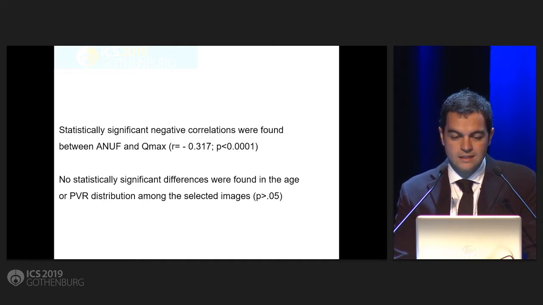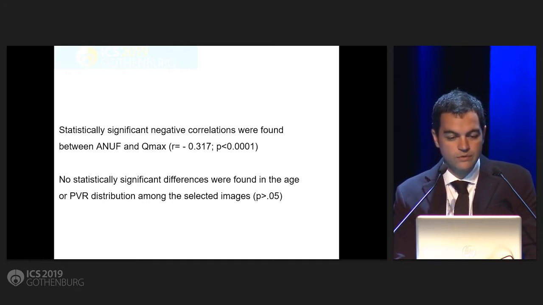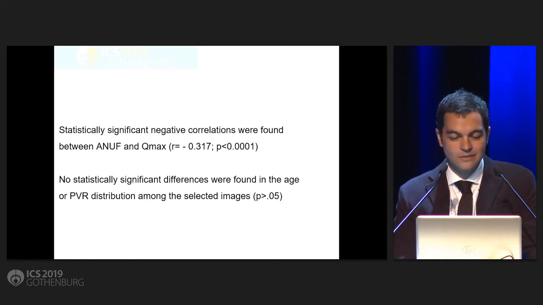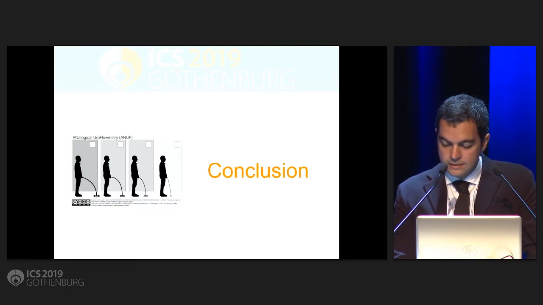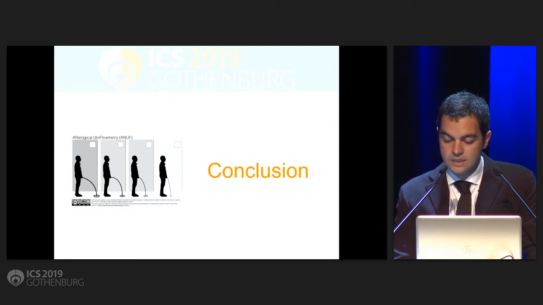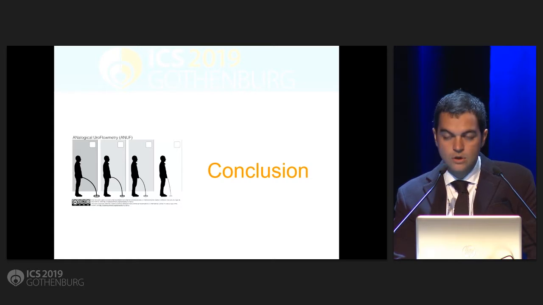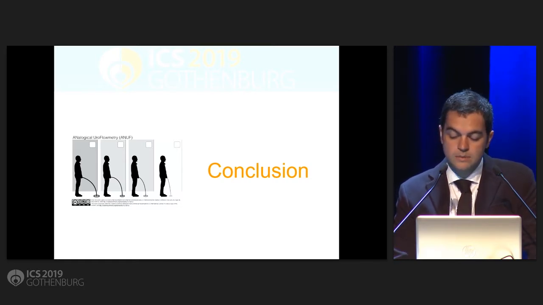Statistically significant negative correlations were found between ANUF and Qmax, and no statistically significant differences were found in the age or post-void residual volume distribution among the selected images. The feasibility of ANUF was optimal, and a correspondence exists between the selected image and Qmax. As well, we have been capable to establish confidence intervals to predict approximately the range of Qmax of each patient depending on the selected image.